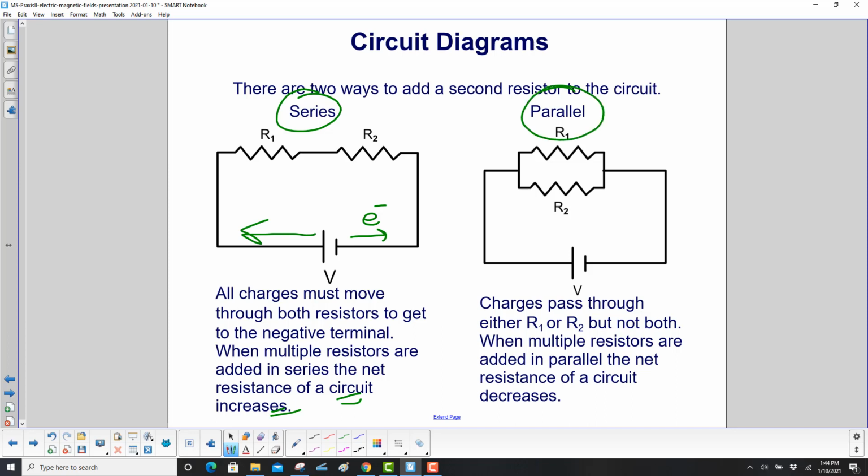Then you have them in parallel. This is where you have charges. They'll either pass through R2 or R1, but not both. And then they'll all combine on the other side and keep flowing. When multiple resistors are added in parallel, the net resistance of a circuit decreases.